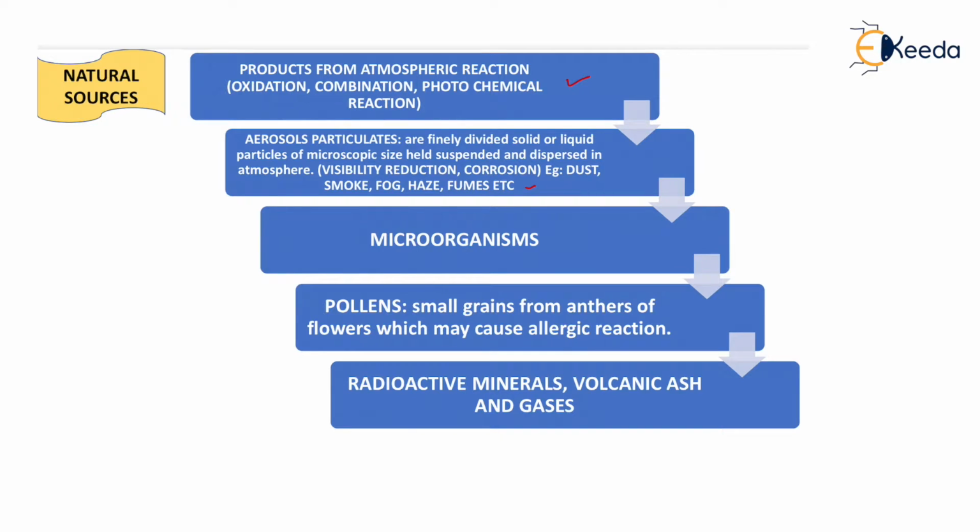Now the next one is microorganisms. Another one is pollens. Pollens are generally present in the China rose in the form of yellow seed-like structures. Small grains from the anthers of flowers which may cause allergic reactions are known as pollens. The next ones are radioactive minerals, volcanic ash and gases, which are natural sources of air pollution.